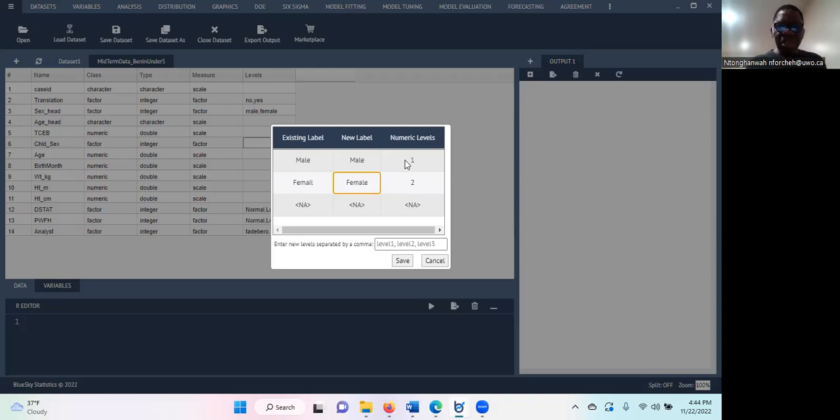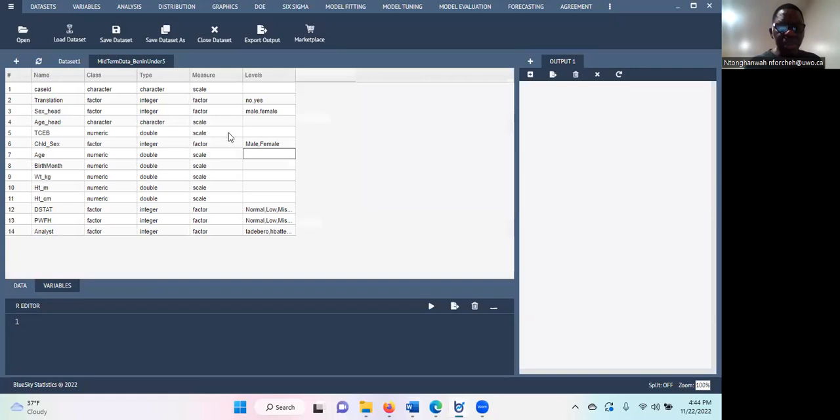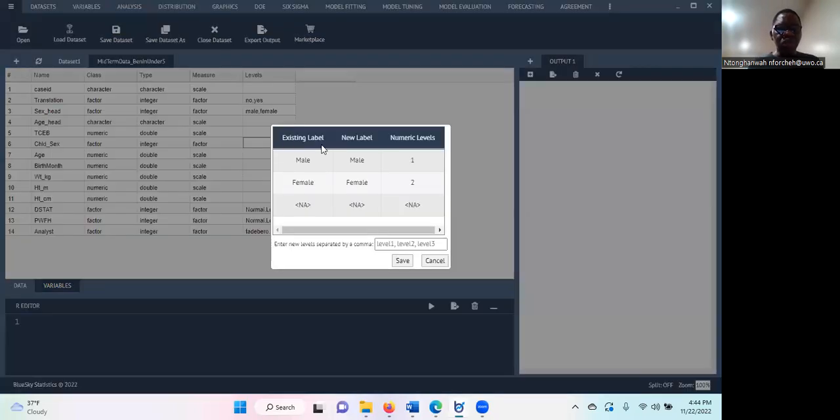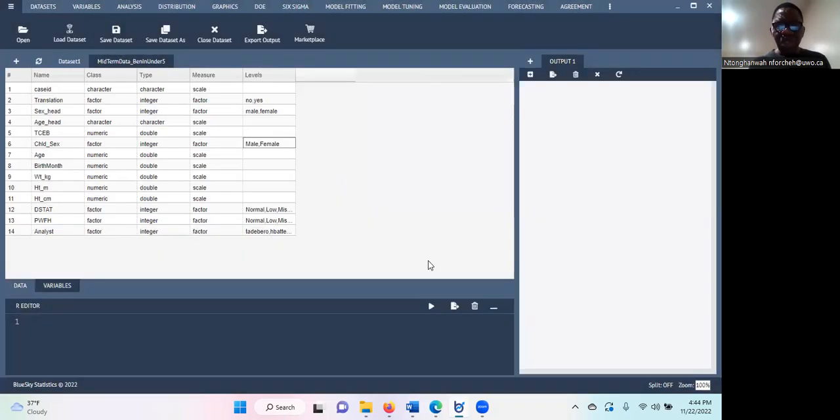Now note that boys' numerical value is 1, so save. That's corrected. Though the numerical values are 1 and 2, when this has been converted to factors, we use the actual names when we are doing selection. You could try using the labels and see what happens, but I think we use the actual names.